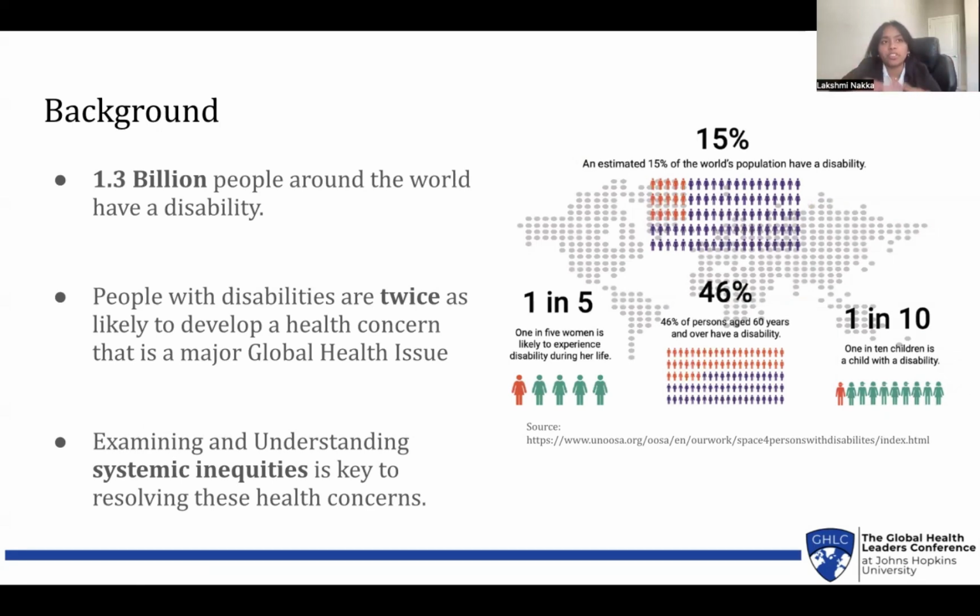And now, to put this in a global health perspective, people with disabilities are 2 times more likely to develop diseases that are currently major global health concerns, including but not limited to diabetes, asthma, depression, and obesity. And this is mainly due to the large amounts of medical inequities that impact people with disabilities. Learning about these inequities, why they exist, and how they impact healthcare is so important to uncovering the solutions to prevent global health issues from impacting people with disabilities more frequently, and is important to preserving global health for everyone.